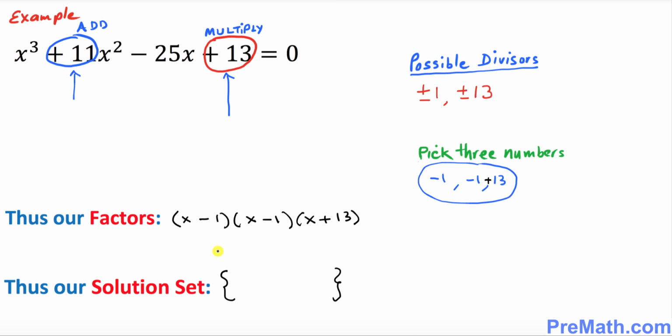And our solution set is going to be whatever you got in these factors, you just change the signs. So -1 becomes +1, the next -1 becomes +1, and this becomes -13, and that is your answer.